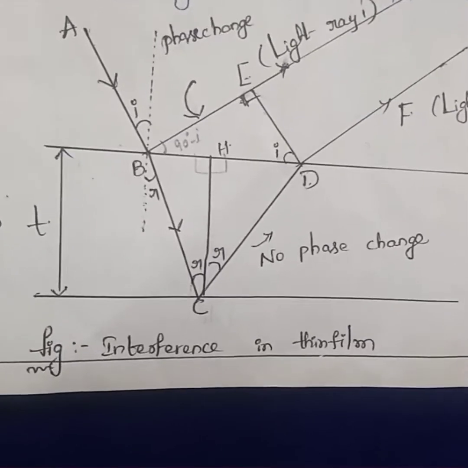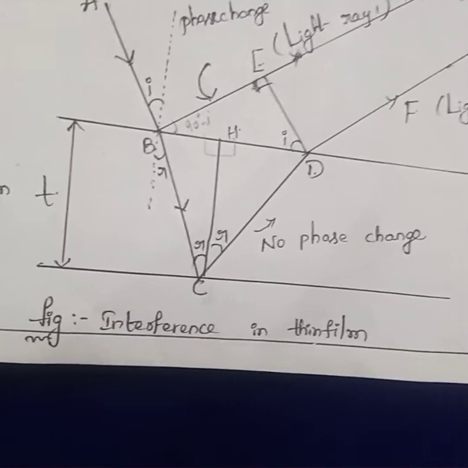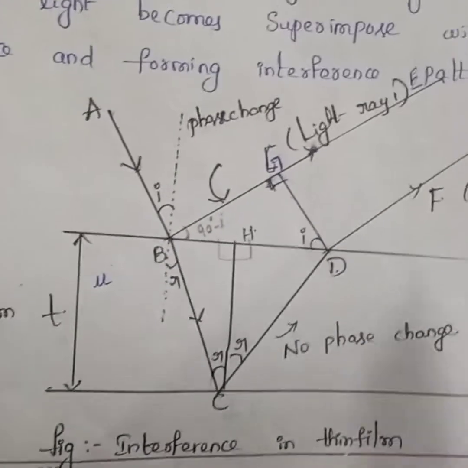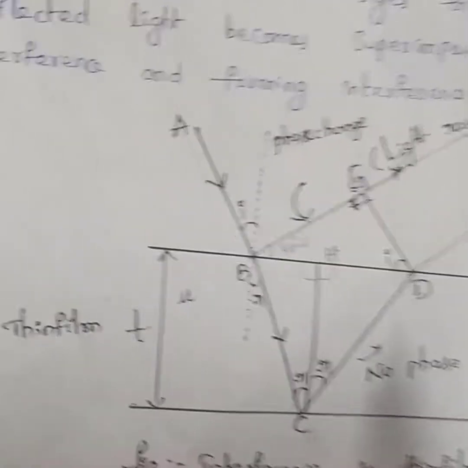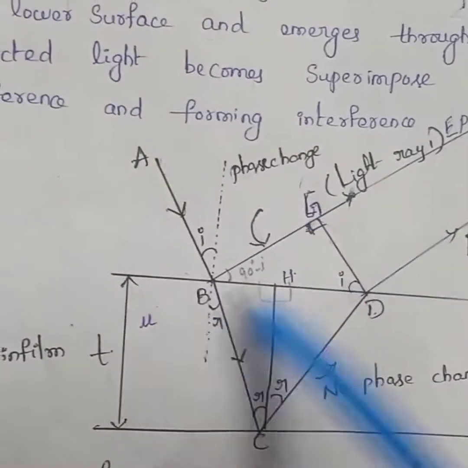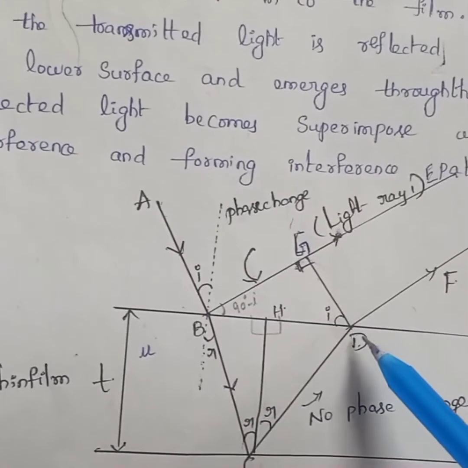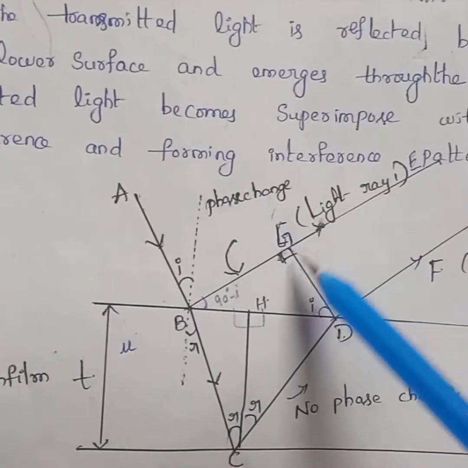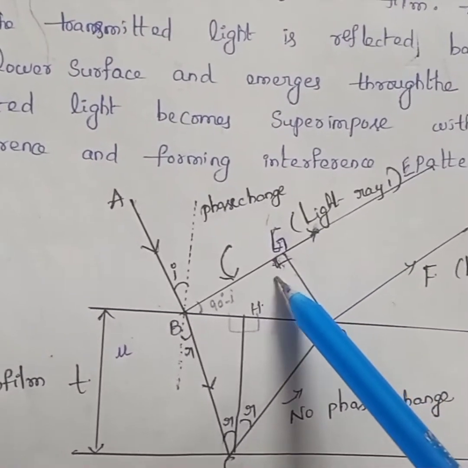So that is the theory of interference in thin film. Now let us calculate the path difference between these two light rays. To know the path difference, let us draw the normal DG to the BE line. Here the BE line is the reflected ray. We draw another perpendicular line from point D to the BE line. So here it makes a 90 degrees angle.